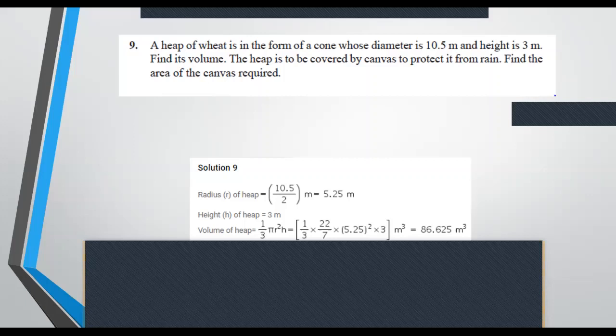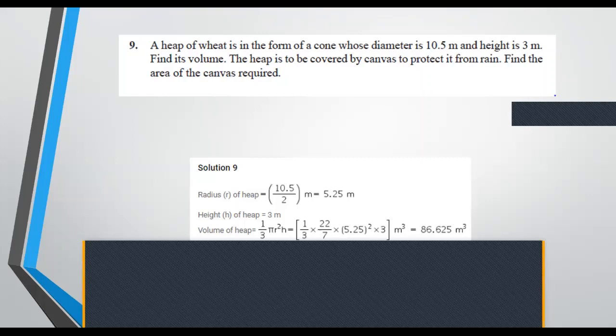Okay, fine. So the volume of the heap is given. Now, the heap is to be covered by canvas to protect it from rain. Find the area of the canvas now used. So how are you going to cover it? What are you supposed to calculate from here? The curved surface area, yes, not the total, but the curved surface area. Now go ahead and find the curved surface area.